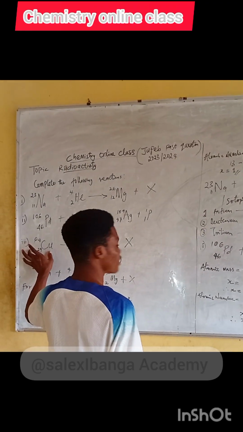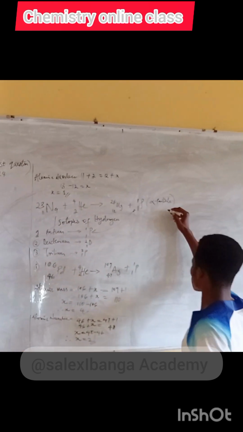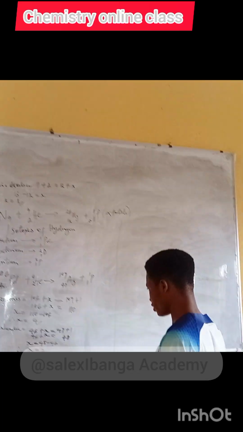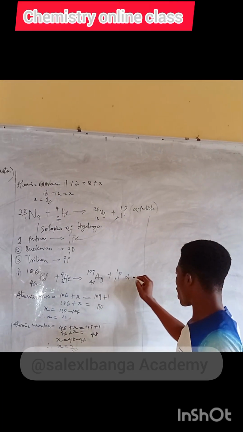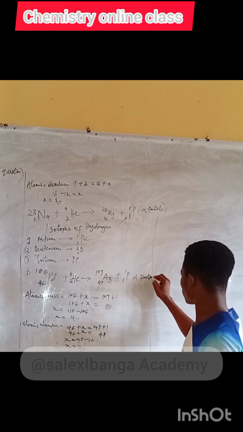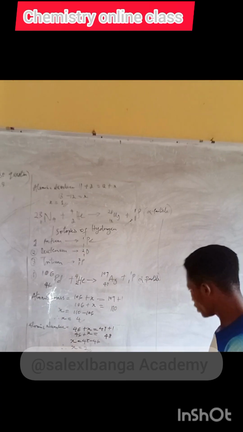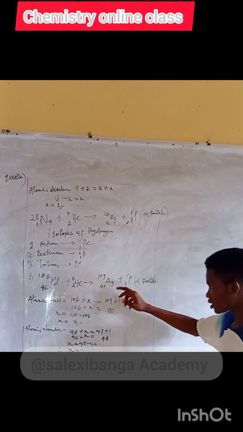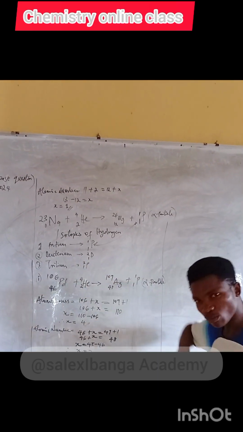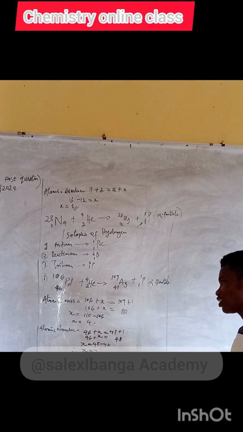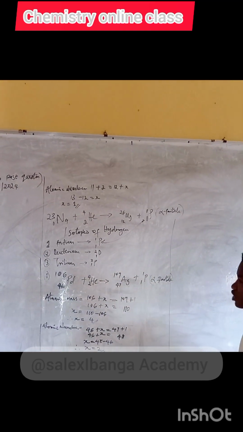Let's take this last one, number 10. This one here is called an alpha particle. This second reaction is also an alpha particle because of the presence of helium, because that's the number 1 property of the alpha particle.